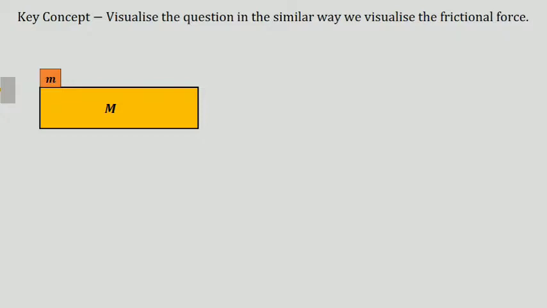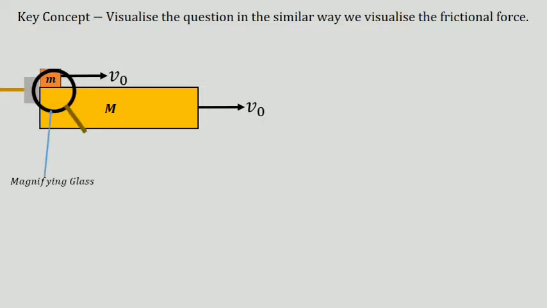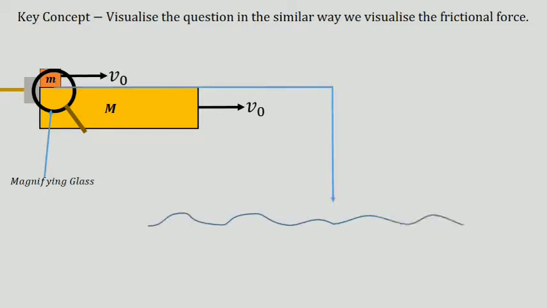Now the key concept is to visualize the coefficient in the similar way we visualize friction. So after hitting with the hammer, both blocks have got the velocity v naught, and if we magnify here to see what happens, here's a magnifying glass and we can see what happens. Here are the grooves of the small mass because it is a rough surface, and below it we have the capital M mass which also has grooves.